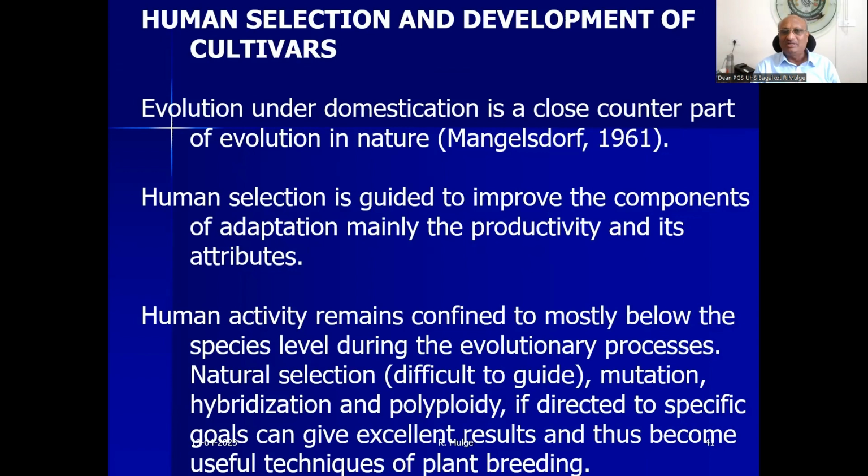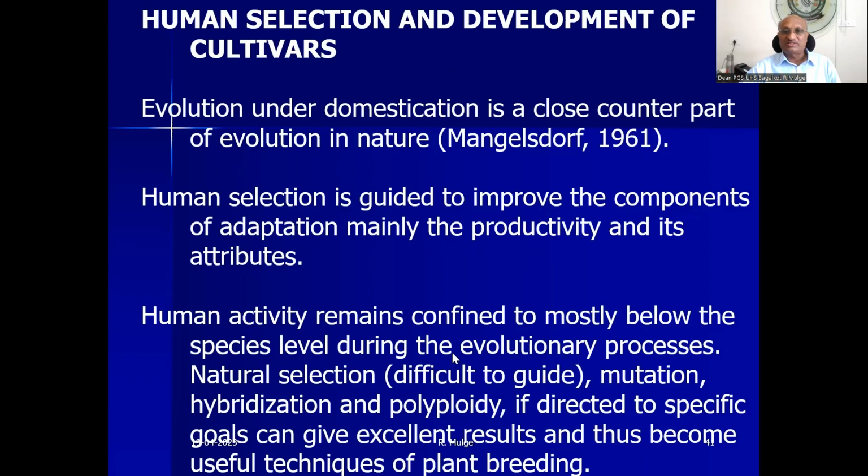There, mutation, hybridization, polyploidy, all these things, if they are directed to specific goals, can give you excellent results, and thus become useful techniques in plant breeding. So that is the importance.